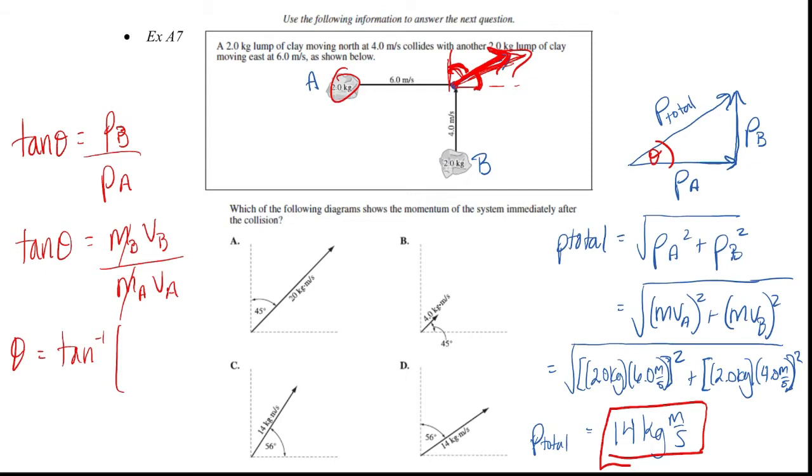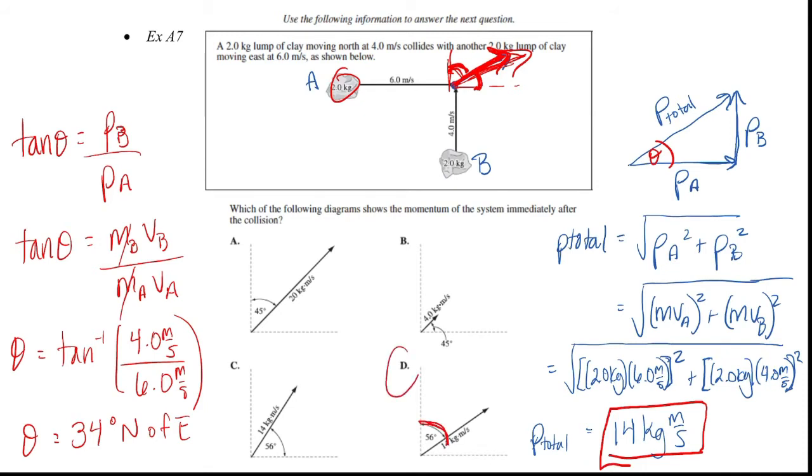So my angle is going to be the inverse tan of the velocity of B, which is 4 meters per second, over A, which is 6 meters per second. And so that angle there is 34 degrees north of east. Of course, we don't actually see 34 degrees in either C or D, but we see the complement of that, which is 56 degrees east of north. So therefore it must be D, because if that's 56 degrees, then this angle right here must be 36 degrees. And there we go.